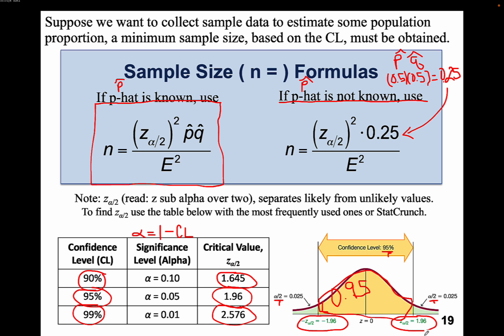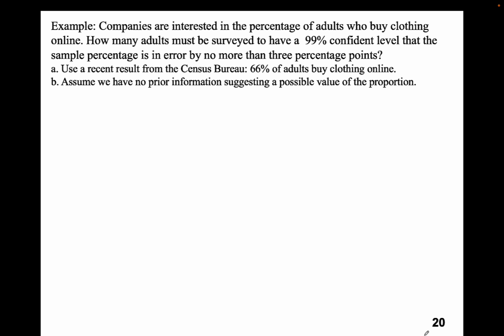Okay, let's try one. Companies are interested in the percentage of adults who buy clothing online. How many adults must be surveyed to have a 99% confidence level that the sample percentage is in error by no more than 3 percentage points? A lot of info there, okay? Ultimately, what you want to gather from that is, well, what are we being hired to do? It's right here. How many?